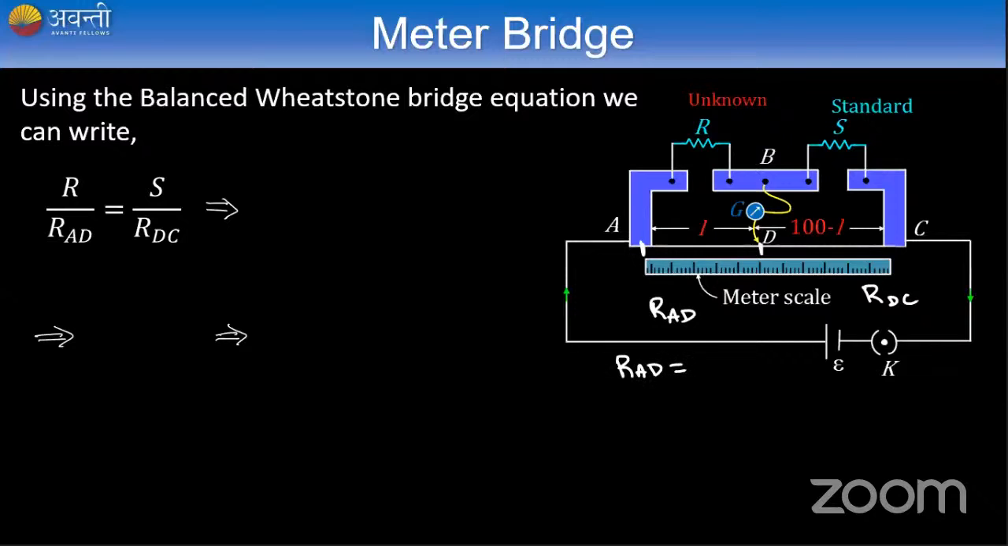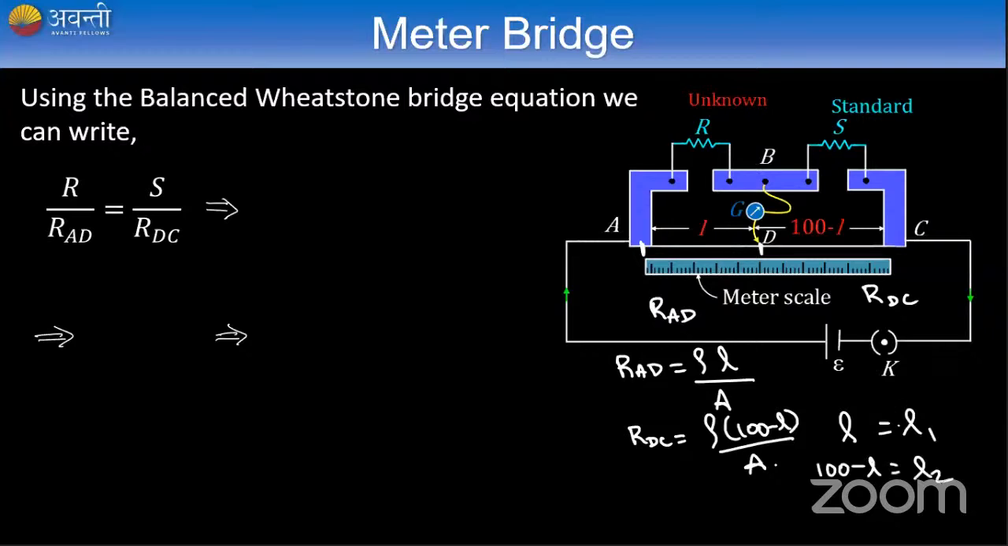RAD will be equal to, I know the value of rho, yes, correct, Priyanka, rho, and I know the length L upon A. Similarly, what is the value of RDC? RDC will be rho times 100 minus L upon A. Here I'll call this length L as L1 and the remaining length, 100 minus L, as L2. Please note this.